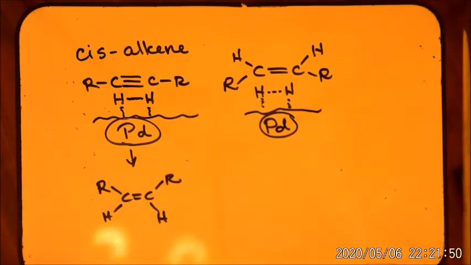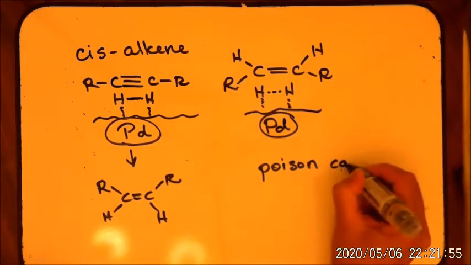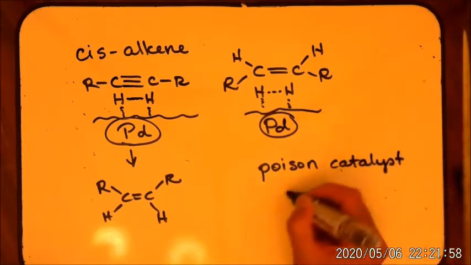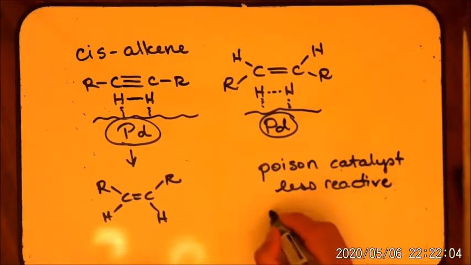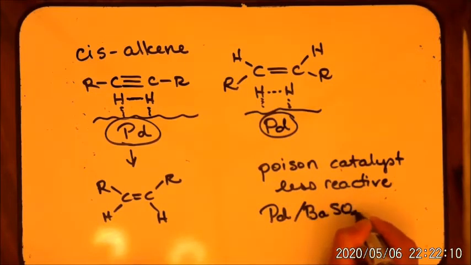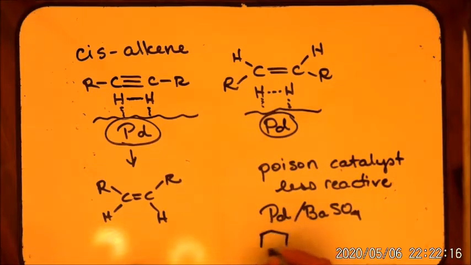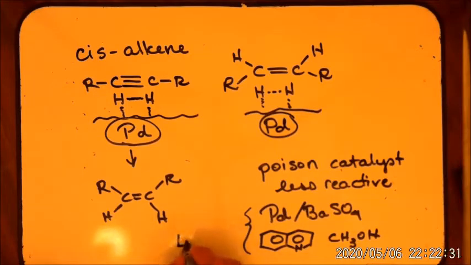So what we do is we call it poison. We poison the catalyst, and this makes it less reactive. Okay, so our poisoned catalyst is palladium with barium sulfate, and it's in the presence of quinoline and methanol. This poisoned catalyst is called Lindlar's catalyst.